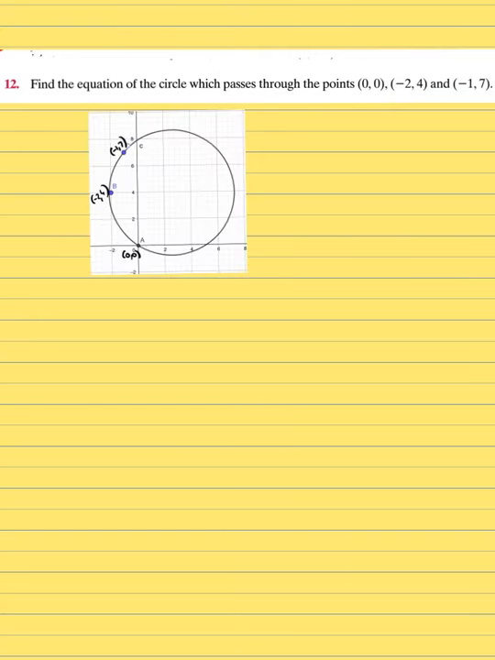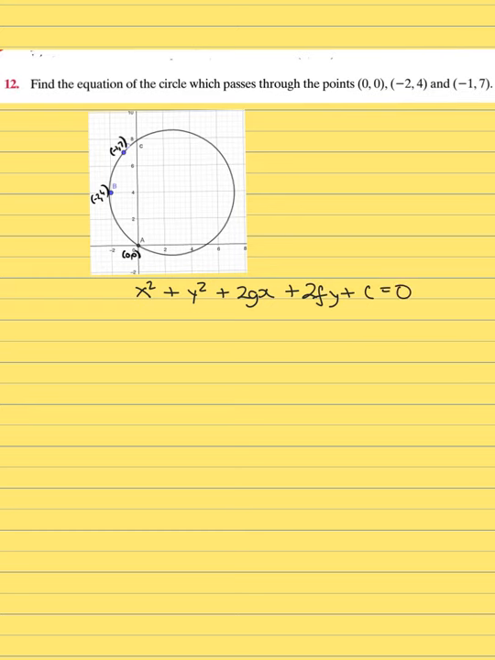Now in this question we have to find the equation of the circle, which passes through the points (0, 0), (-2, 4) and (-1, 7). Now we can see we have a sketch of the circle drawn here, and we know that each of these points has to satisfy the equation of the circle. So each of these points has to fit into the equation x squared plus y squared plus 2gx plus 2fy plus c equals 0. So we'll just go through each of these points in turn.